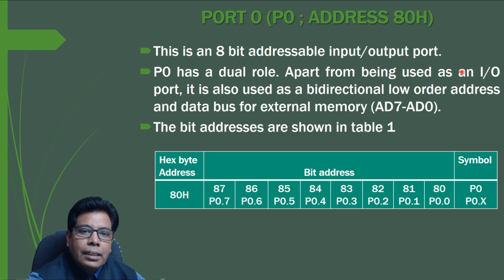Now the port addresses are shown here in table 1. The hex byte address is 80H and the individual pin addresses are: P0.0 is 80, P0.1 is 81, P0.2 is 82, P0.3 is 83, P0.4 is 84, P0.5 is 85, P0.6 is 86 and P0.7 is 87. So these are the addresses of the port pins in the SFR. If you give this address, you can directly access the port pins.